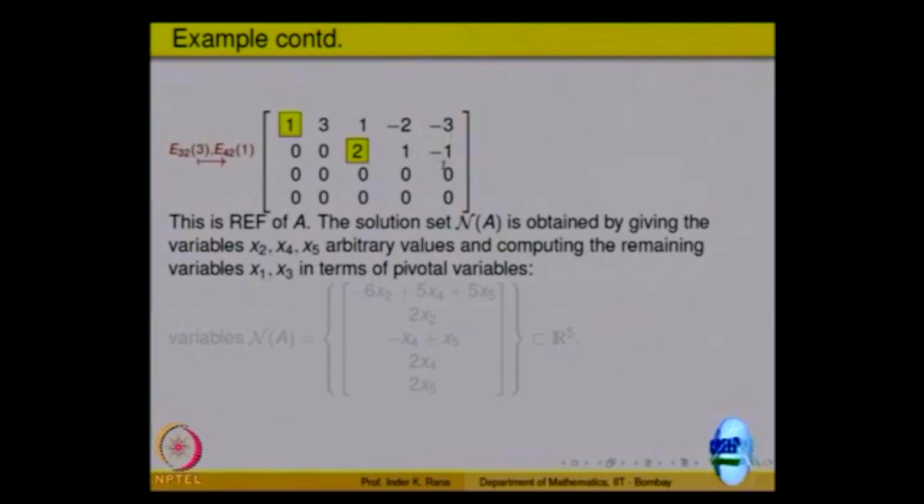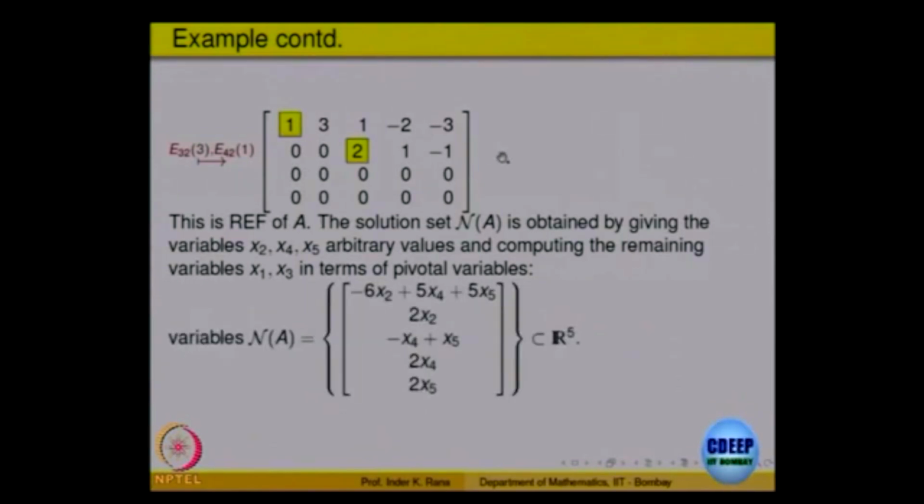And how are they computed? In the last equation, that is 2x3 plus x4 minus x5 equal to 0, x4 and x5 are given arbitrary values, and from that equation I get my x3. Everything is fixed. Now x2 gets an arbitrary value, and backward substitution will give me x1. So let us do that.